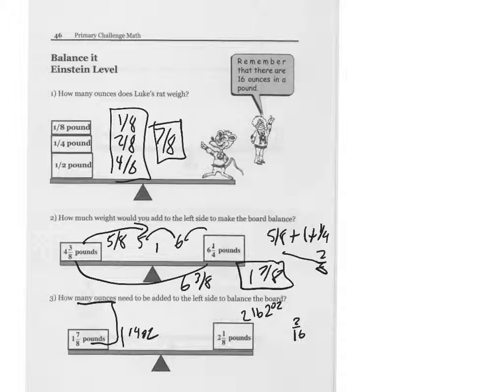So now it's not so hard. You say, well, I take 2 ounces to get to 2 pounds and 2 more ounces to get there. So altogether, 4 ounces. See how we did that? So change pounds to ounces, 7/8, 14 ounces. Each eighth is 2 ounces.